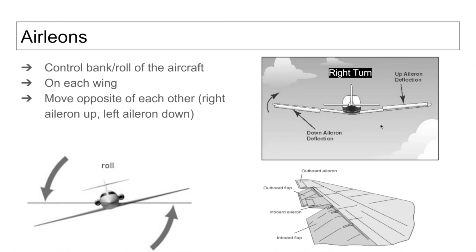Ailerons. Ailerons are control surfaces located on each wing. Normally, aircraft have one, but larger aircraft, such as the one shown here, have two sets of ailerons. They work opposite to each other. If you want to turn right, the right aileron goes up, pushing the right wing down, and the left aileron goes down, pushing the left wing up. So it goes in this direction. It controls roll, or the banking of the aircraft.